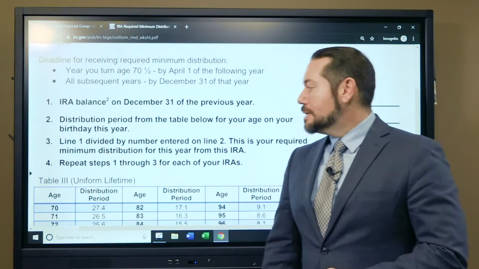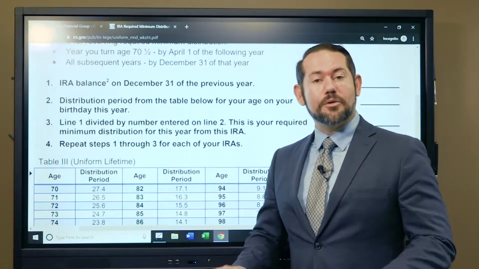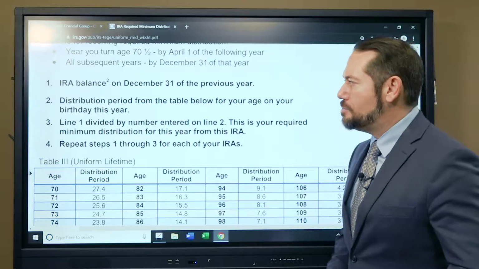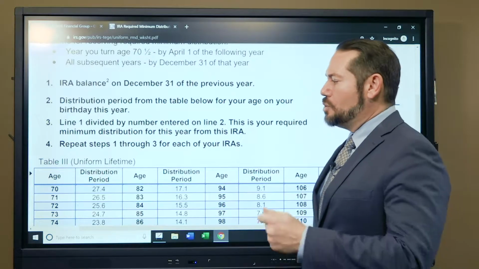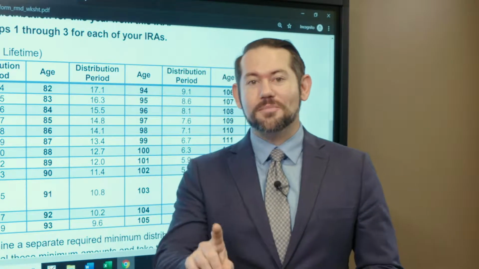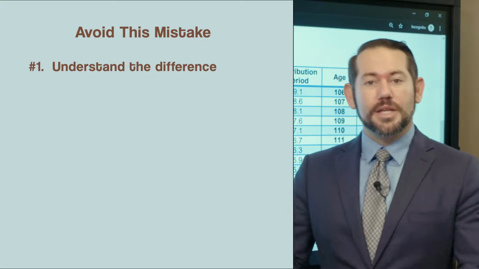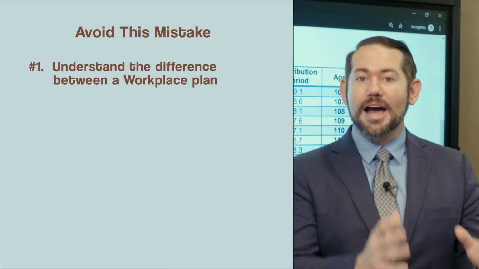I don't want to go too deep in this video. This is a beginning video about required minimum distributions, but there is a strategy behind which accounts we want to take that from. Now, we see professional financial advisors make this one mistake, and I want to make sure you avoid it. So you have to understand the difference between a workplace plan and an IRA.